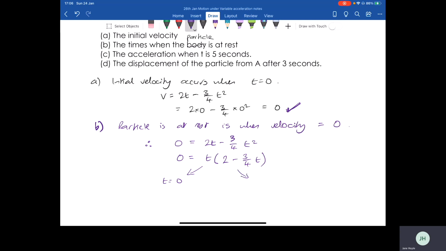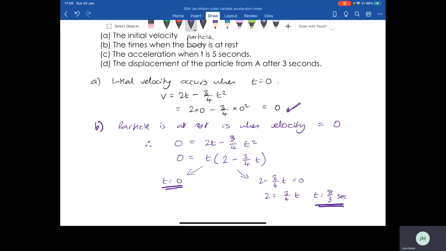The other comes from here. So 2 minus 3/4 t is 0. 2 is equal to 3/4 t. So t is equal to 8/3 seconds. Okay, so there are 2 times at which the velocity is equal to 0, which we'd expect because we have got a quadratic function here.